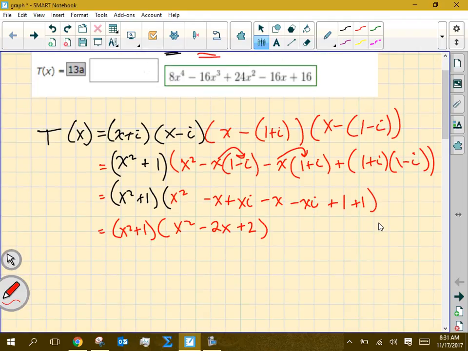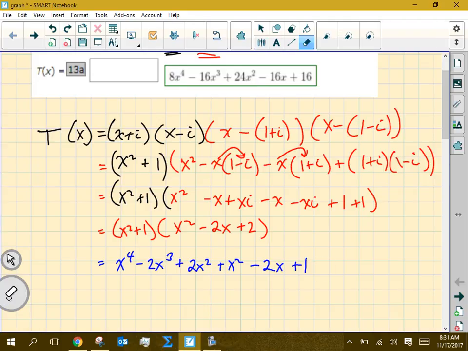So you can start to see then that we simply have a binomial times a trinomial. So I'm going to distribute the x squared plus 1 to this. You get x squared times x squared is x to the 4th. x squared times negative 2x gives me negative 2x cubed. And then x squared times 2 gives me 2x squared. I'm going to distribute the 1 then, gives me positive x squared, minus 2x, and then plus 2.